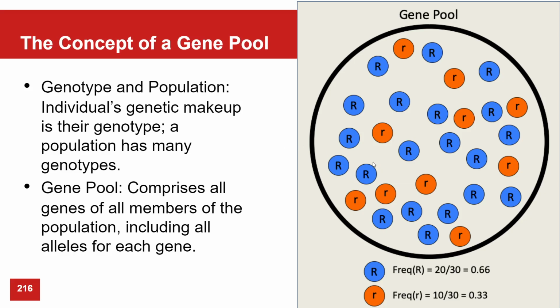So over here we have big R and little r. If you count all the big R's, you'll find that there's 20 of them. If you count all the little r's, you'll see that there is 10. So when you look at the allelic frequency, the frequency of R would be 20 out of 30 because there's a total of 30 genes. So you get 0.66. The frequency of the little r, or the allelic frequency of little r, there's 10 of them out of 30, so its allelic frequency would be 0.33.